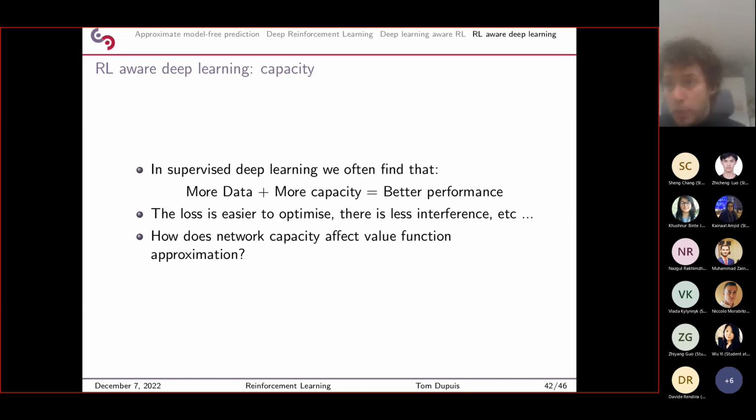In supervised deep learning, we often find that by increasing the data and the capacity of the network, so the size of the network, there was a question on that. Oh, question, what does the objective function look like of the dueling network? That's a good question.